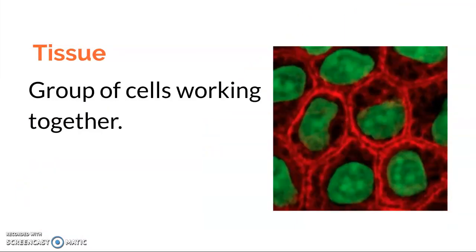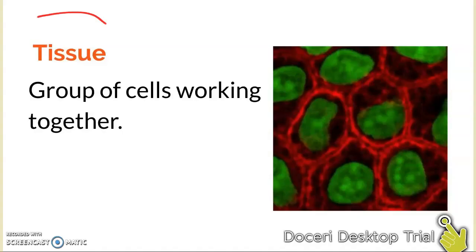So if you take a group of cells, so think of your model that you made, if you put many of those together, you are making something called tissue. So if you put a bunch of brain cells together, you create brain tissue. If you put a bunch of skin cells together, you have skin tissue. If you put bone cells together, you make bone tissue. So a group of cells working together is called tissue.